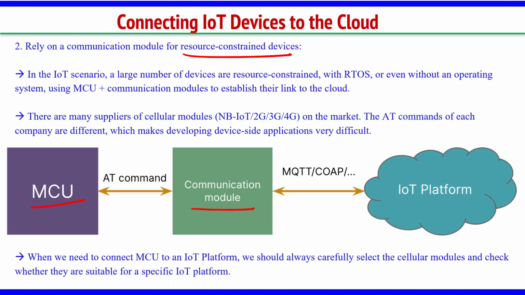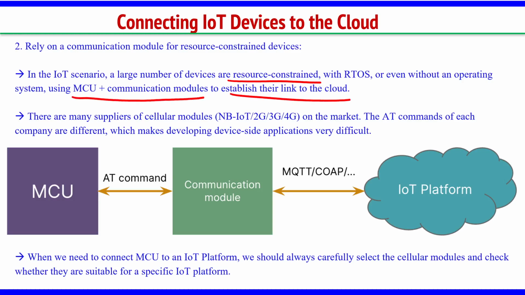How does this work? In IoT scenarios, a large number of devices are resource constrained. They are very small devices. They don't have much hardware, they don't have much storage capacity, sometimes not even an operating system. So using MCU plus communication modules, we can establish a link to the cloud. With the help of the MCU and the communication module, from those devices you can establish the connection.